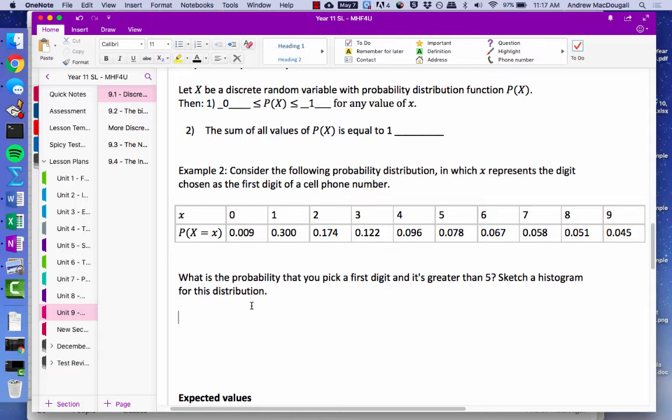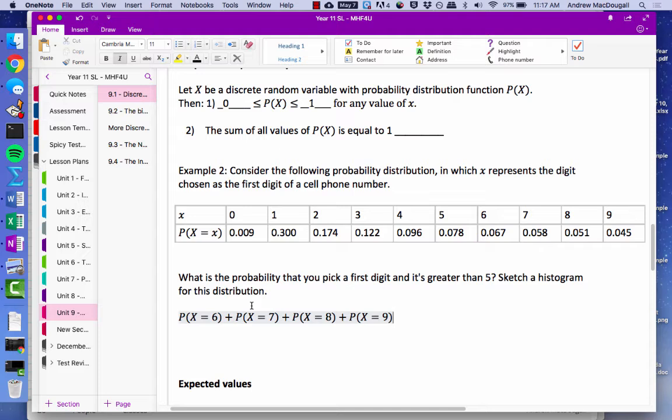And okay, here's a question. What is the probability that you pick a first digit that is greater than 5? So this is actually what? The chances that it's equal to 6, or it could be 7, or it could be 8, or it could be 9.